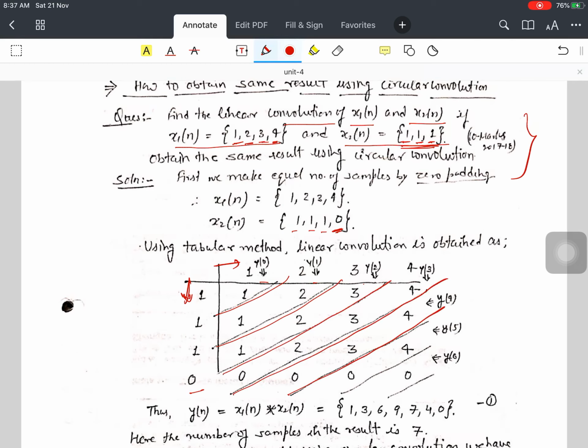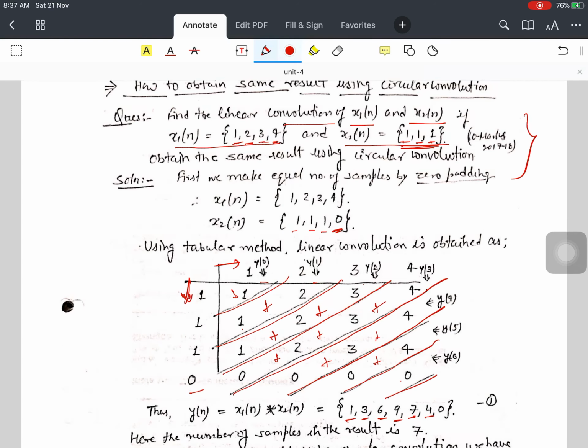Now, add all samples in between the lines. Here there is only one sample, so 1 is coming over. 1 plus 2 is 3, 1 plus 2 plus 3 is 6, 2 plus 3 plus 4 is 9 coming over here. Then 3 plus 4 is 7, then 4, and last 0.